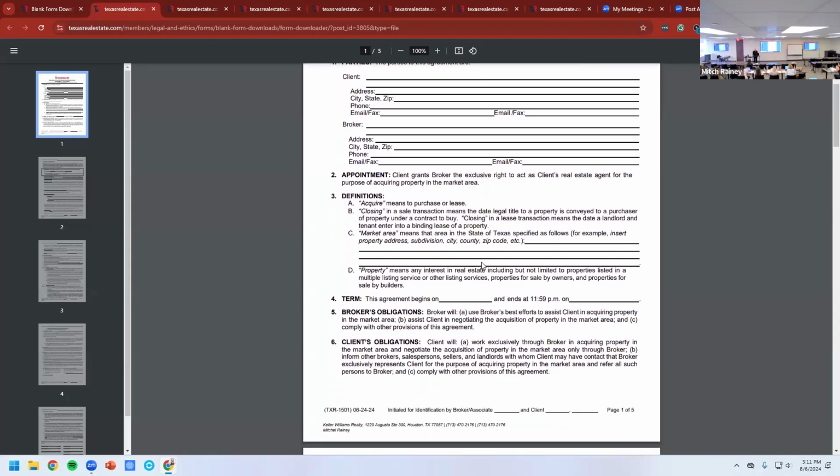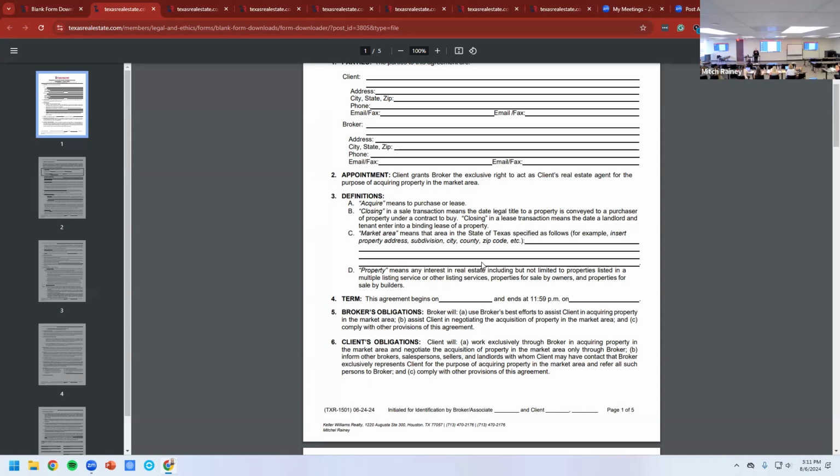Definitions. Acquire means to purchase or lease. Closing is when the sales transaction, legal title changes, blah, blah. Market area means the area of the state of Texas specified as follows. Be specific.